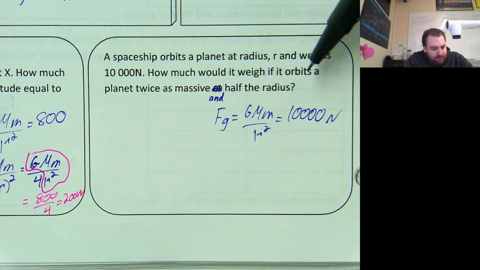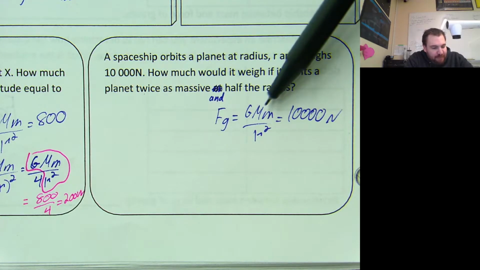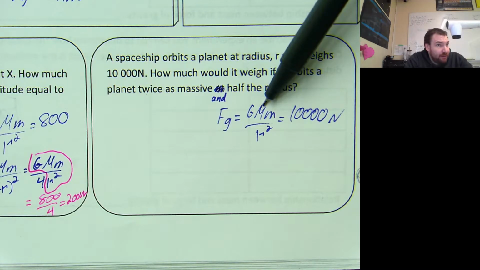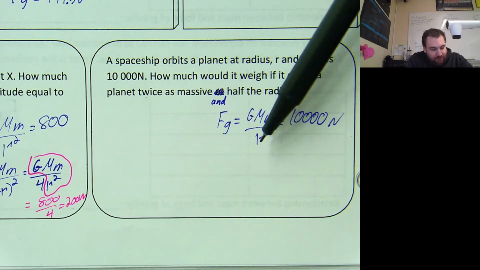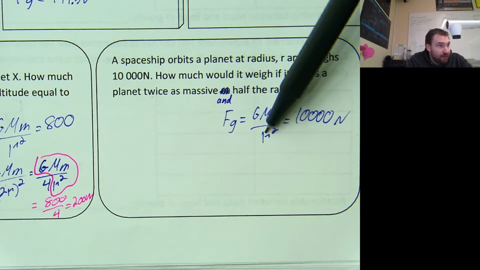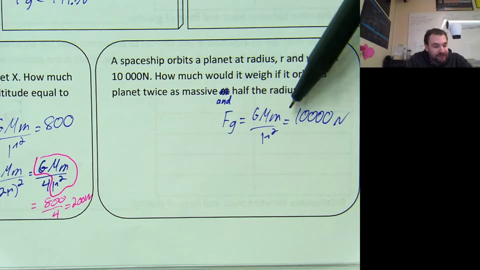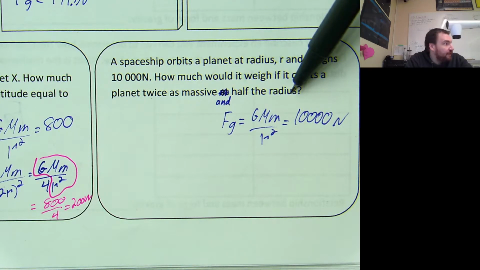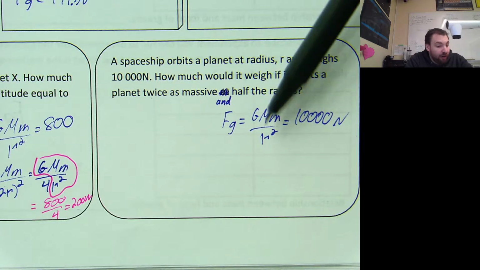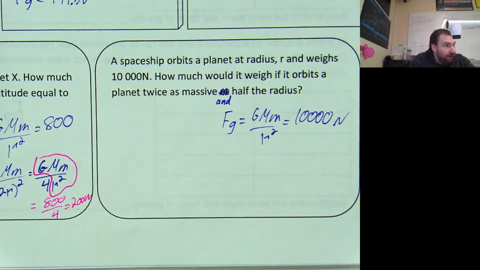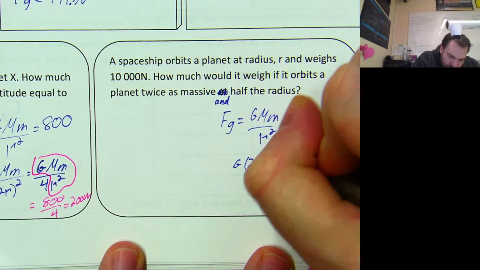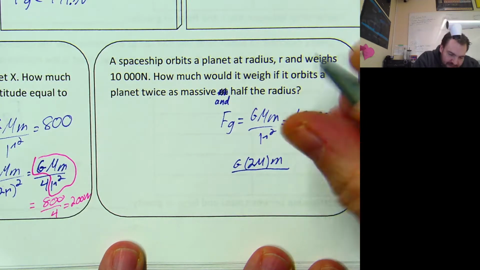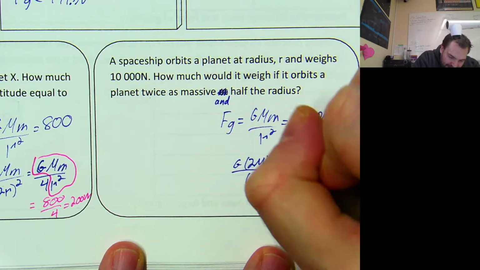So what we're going to do is take big M and replace it with 2M. Thank you. Someone said that. Thank you, Jasmine. And we're going to take the radius and replace it with half the radius, 1/2 r. Instead of r, I'm going to put 0.5 r. Okay? So this is going to become G times 2M times little m over (0.5 r) in brackets squared.